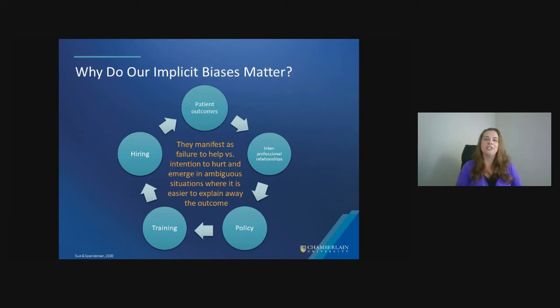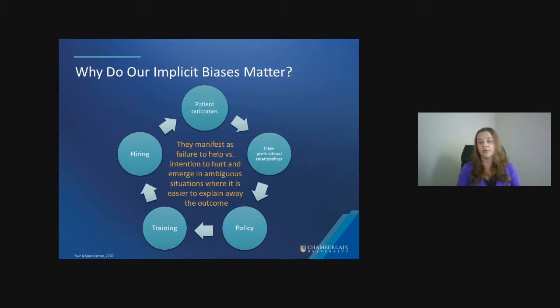Getting back to healthcare and patients, why do our implicit biases matter? They manifest as failure to help versus intention to hurt. So I'll say that again, failure to help versus intention to hurt. When we say things like, "I didn't mean that, and that wasn't my intention," it's important to accept those statements, but we also have to look at the other side and say, but did that bias fail to help someone? And they're also difficult because they emerge in ambiguous situations where it may be easier to explain away the outcome.